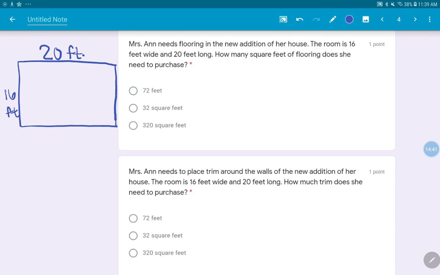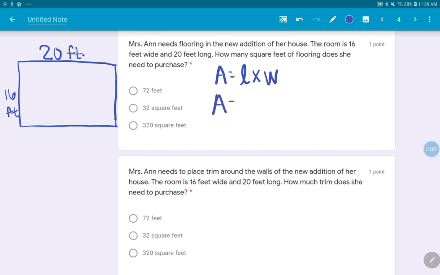And we're needing to find the flooring. So will the flooring go around the outside, or is the flooring going to cover? It's going to cover this whole space. So what do we have to find to figure out how much flooring she's going to need? The area, and we find that by multiplying length times width. So area equals length times width.